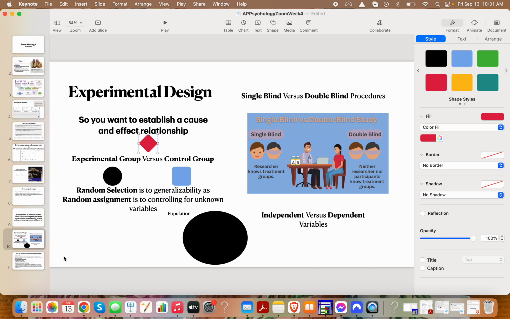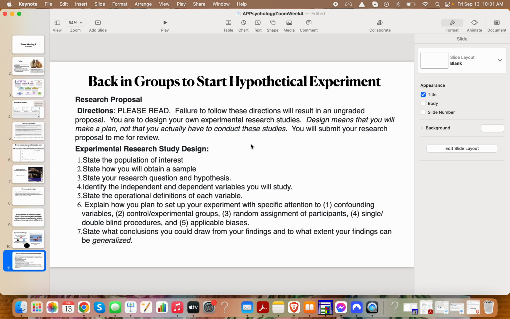All right, so you can see that you're going to write a hypothetical experiment. You are not going to conduct these studies. We are not allowed to do it. So you don't have to worry about money or ways that you can't do the study. You just want to write out a perfectly designed study.